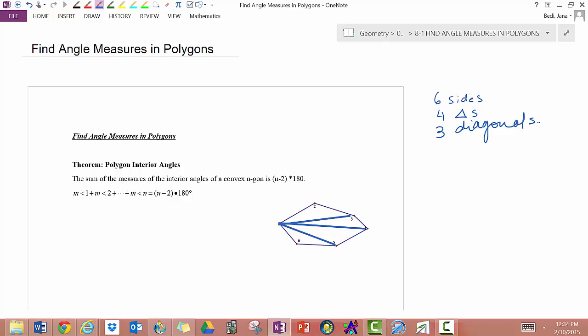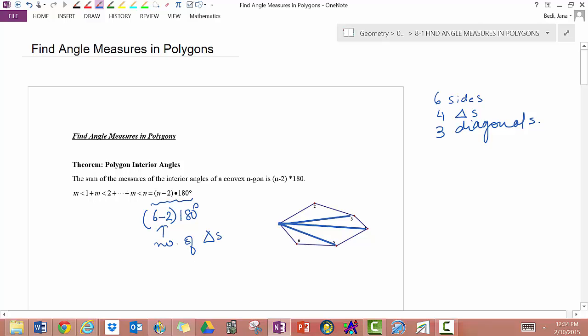Well, look at the formula over here. You get 4 by taking n and subtracting 2 and multiplying that by 180. This is the number of triangles. So for any convex polygon, take the number of sides, subtract 2 from it, that gives you the number of triangles, multiply by 180, and that gives you the sum of the interior angles.